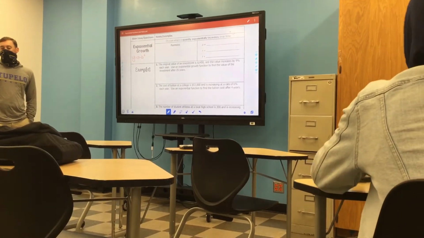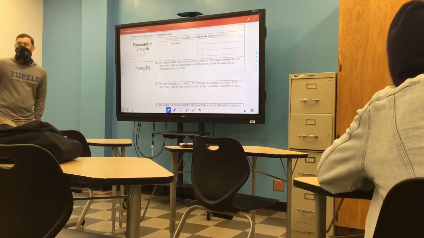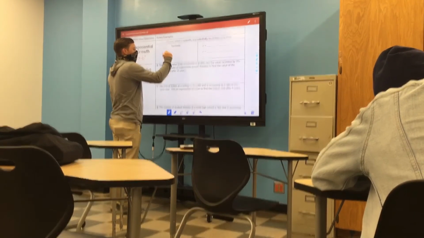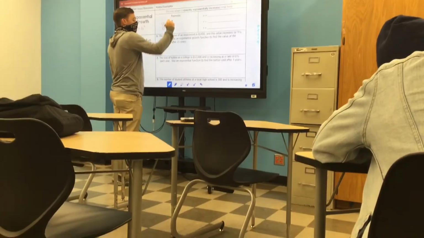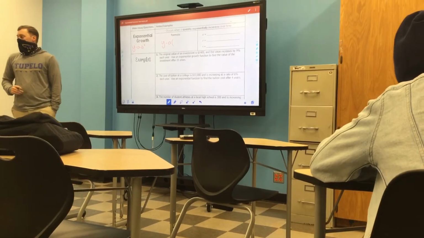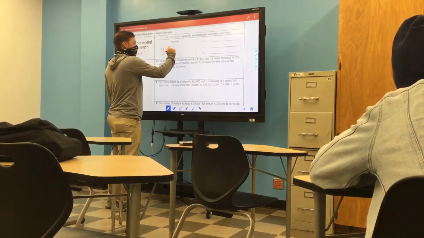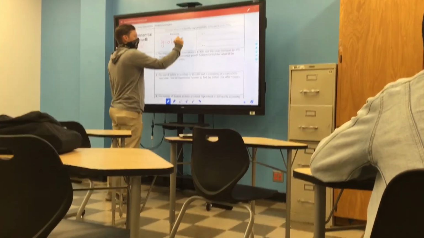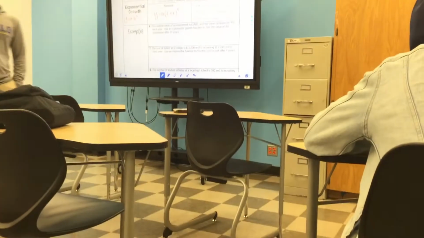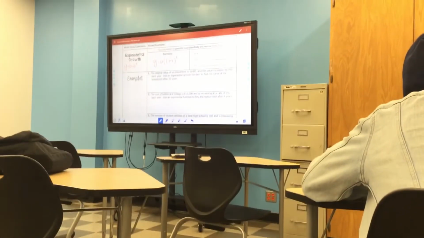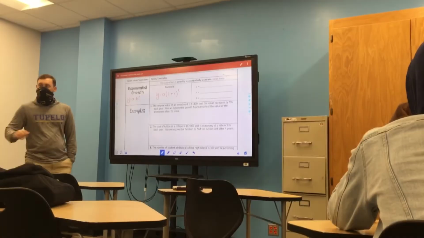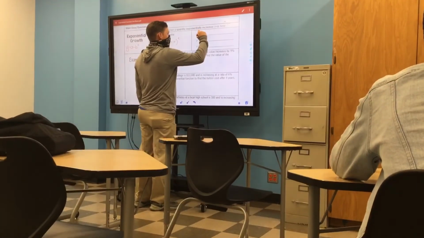Okay, so when we have exponential growth, we're going to have a formula that looks like this: y is equal to a times, and instead of that times, I might just do a parentheses, 1 plus r raised to the t power. Okay, 1 plus r raised to the t power. All right, that a, the variable a, stands for our initial amount.